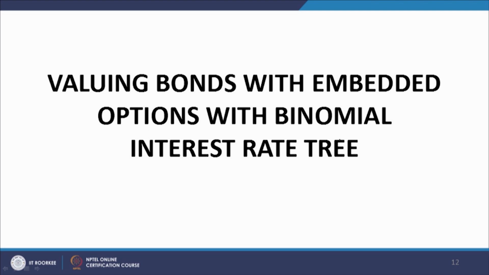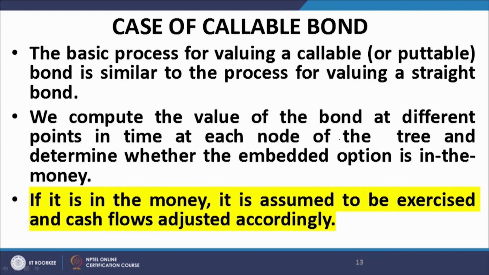Now, we start talking about the valuation of bonds with embedded options using the binomial interest rate tree. I have discussed in detail the valuation of straight bonds, that is, bonds which do not have any embedded options in them, using the binomial interest rate tree. Today, we will talk about the valuation of bonds which have embedded options in them using the binomial interest rate tree. The basic process for valuing a callable or putable bond is similar to the process for valuing a straight bond, which we have discussed in the preceding lecture.